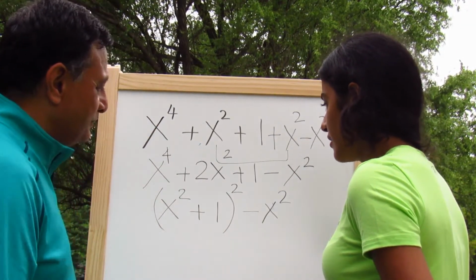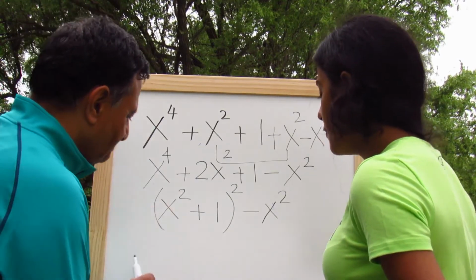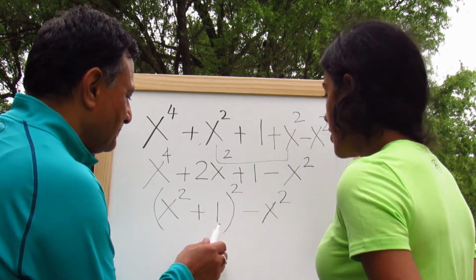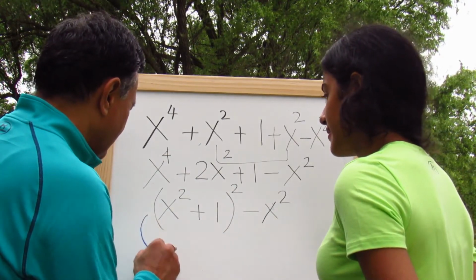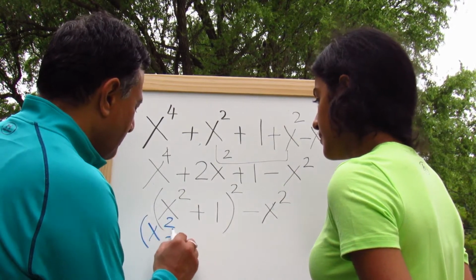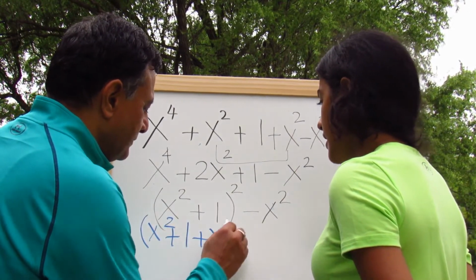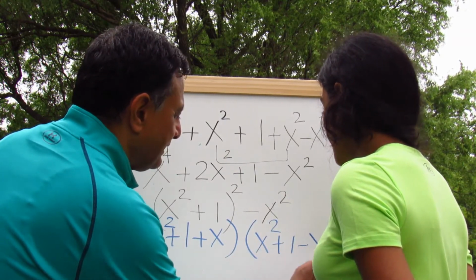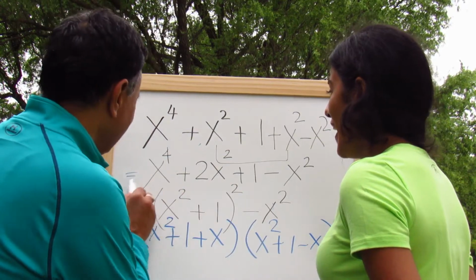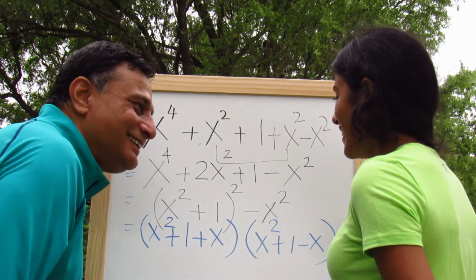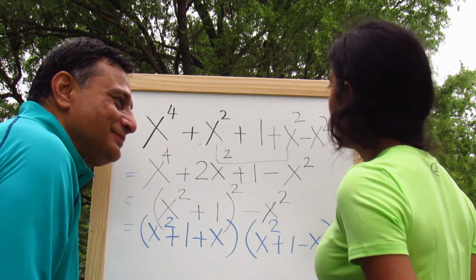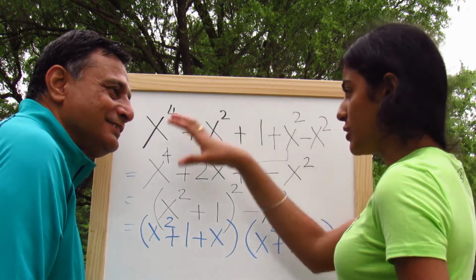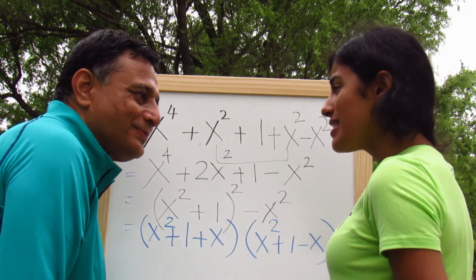Could you write the final answer? It would be x squared plus 1 plus x times x squared plus 1 minus x. Yes, so let's write it down: x squared plus 1 plus x times x squared plus 1 minus x. And you have factored the unfactorable. That's how you do it. It's really important to keep this balance, because if you add, you also have to subtract, since you can't change the actual expression. That makes sense. That's so easy.